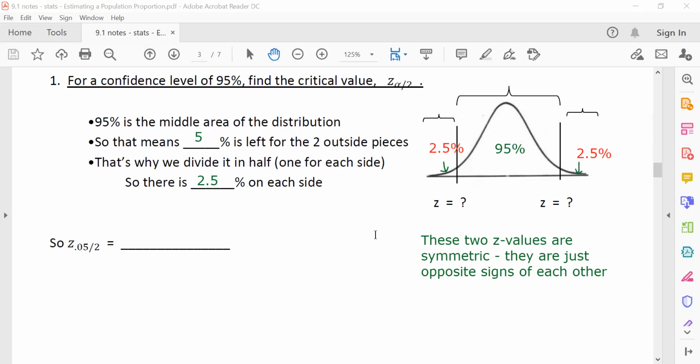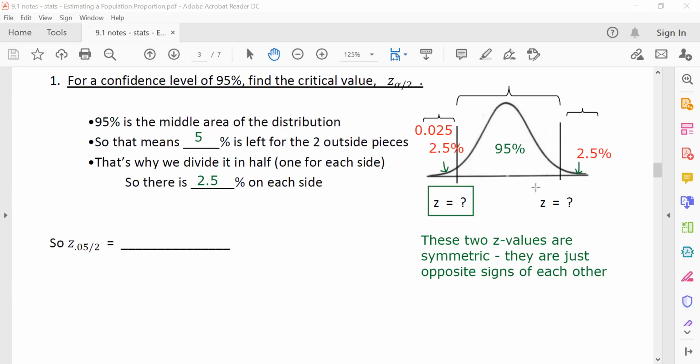So you can look at two things. You can look at this z-score. This z-score will be negative, and it has 2.5% of the data to the left of it, or 0.025. Remember, when you're using the actual z-chart, you may need to convert to a decimal.